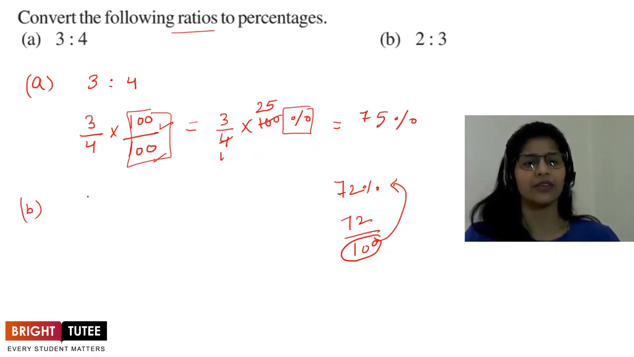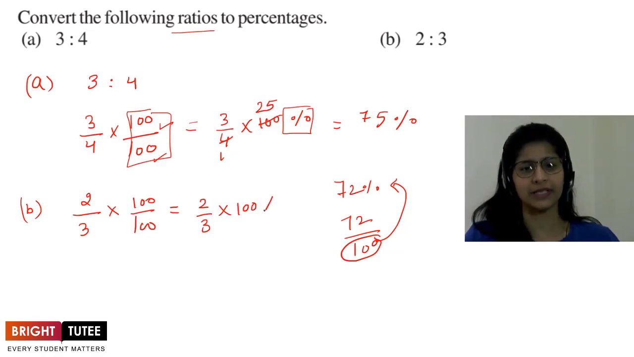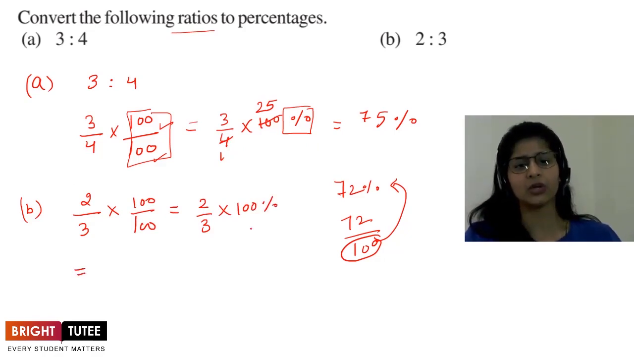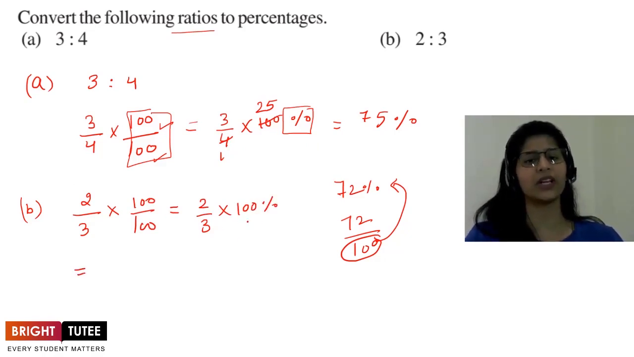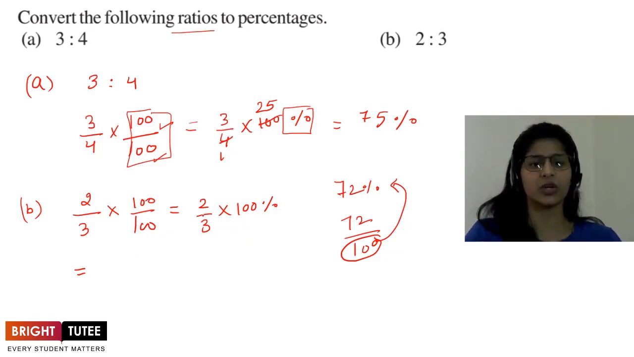In the B part we have to calculate 2/3. We have to convert this into percentage. So again we will write 100 upon 100. That will give us 2/3 into 100%. Now 2/3 of 100%. 3 will not cancel 100, right? So 2/3 will be 0.